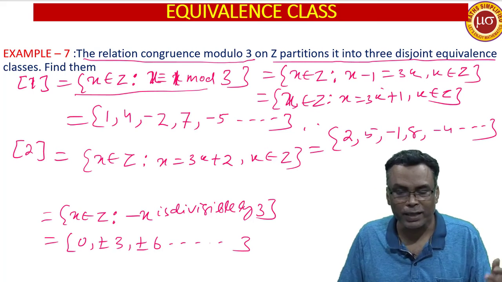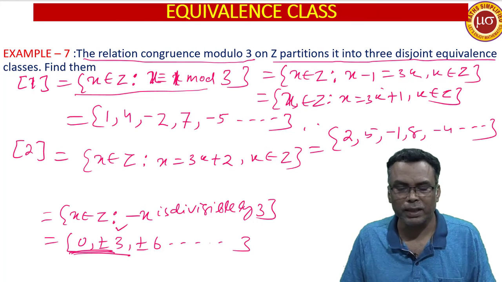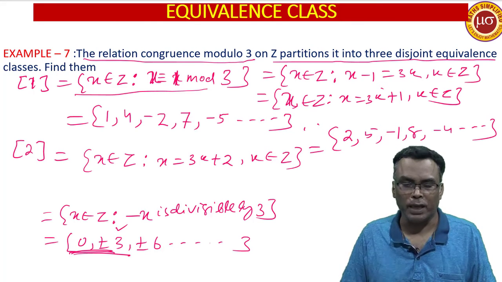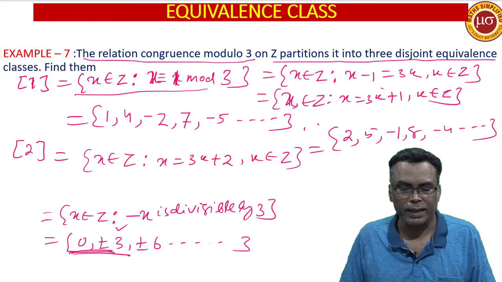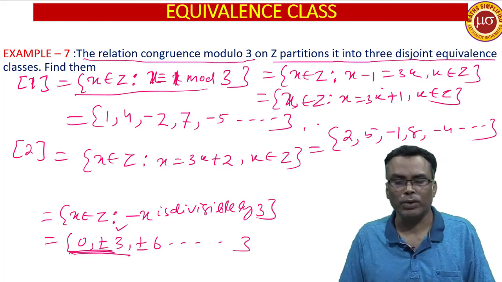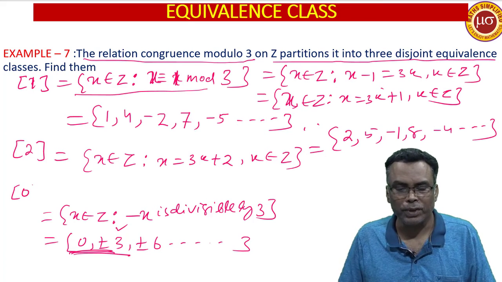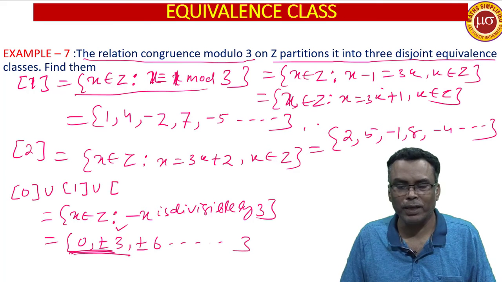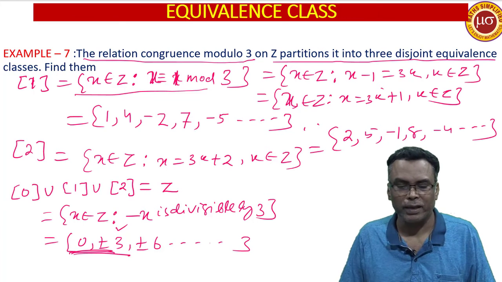And what is the equivalence class of 3? It will be the same as the equivalence class of 0 because 3 is related to 0. Therefore, there are only 3 equivalence classes of the relation congruence modulo 3 on Z. The union of the equivalence class of 0, 1 and 2 is nothing but Z.